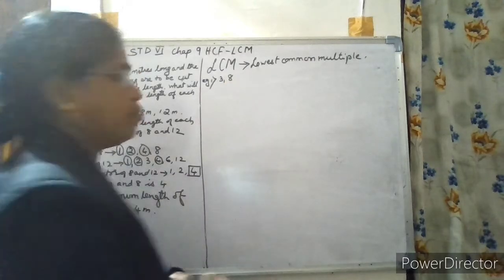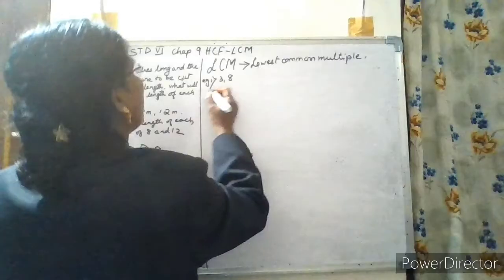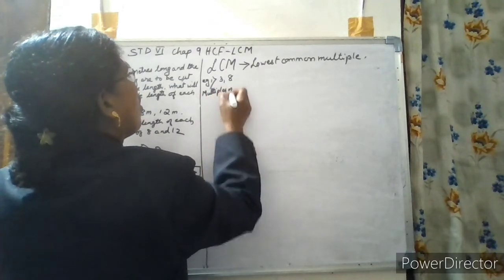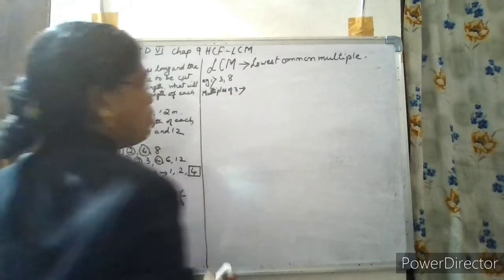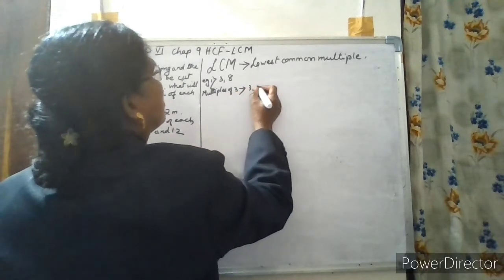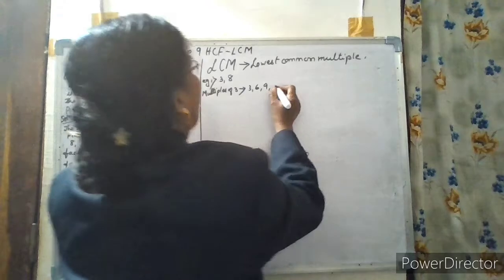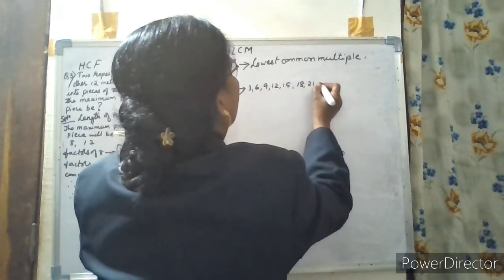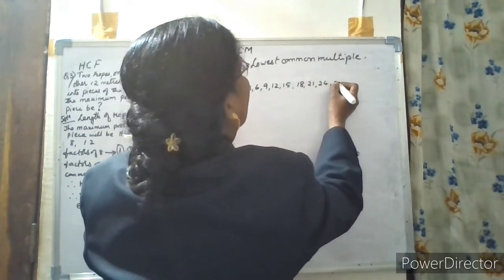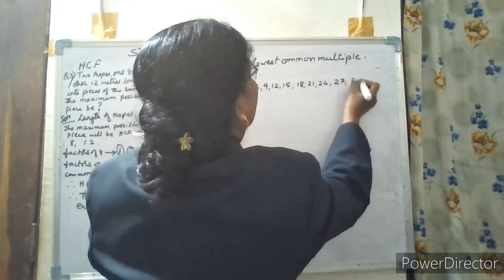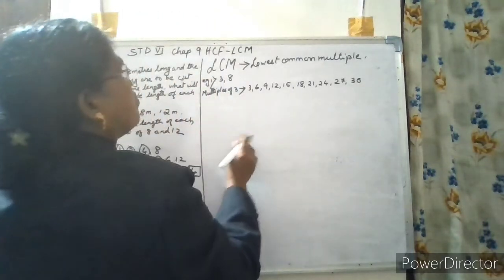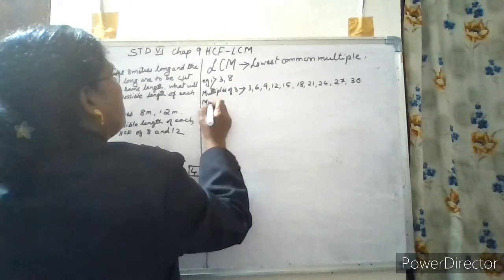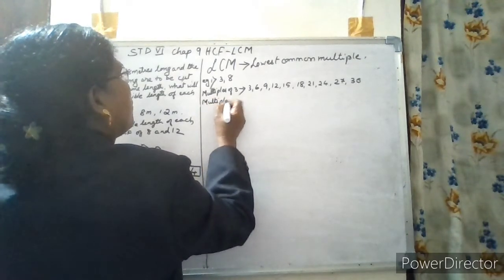So, you have to find out multiples of 3. That is the table of 3. 3 1s are 3, 3 2s are 6, 3 3s are 9, 3 4s are 12, 3 5s are 15, 3 6s are 18, 3 7s are 21, 3 8s are 24, 3 9s are 27, 3 10s are 30. Now, next multiples of 8.